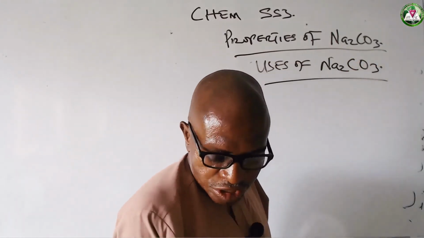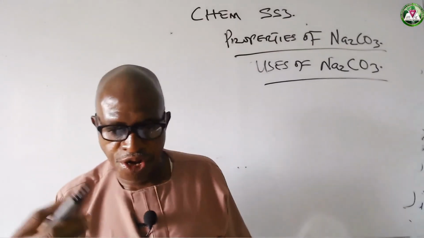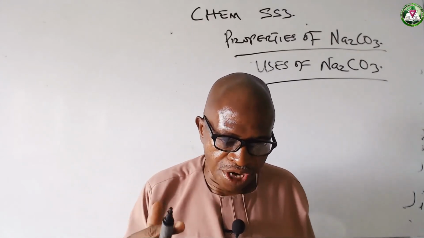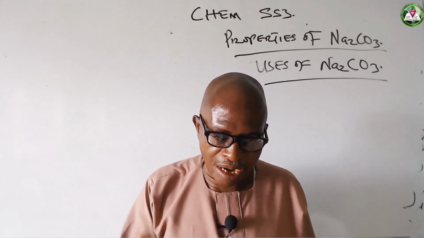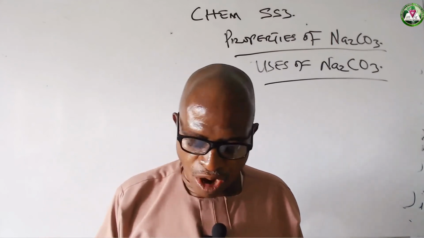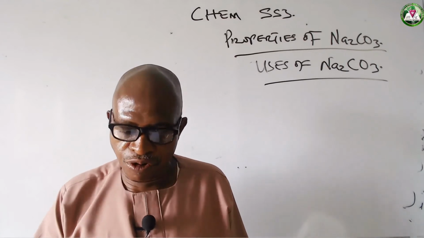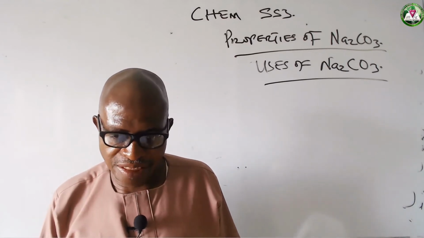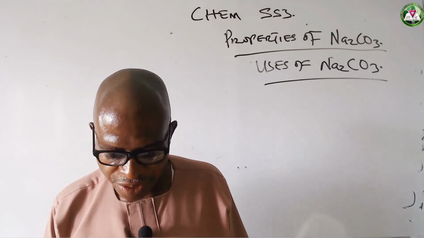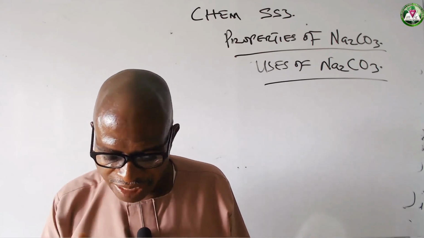Uses of sodium trioxocarbonate 4. Most of these uses, you already know them because we have done chemical industry. When we were doing chemical industry, we came across some of these uses. Therefore, sodium trioxocarbonate 4 is used in manufacture of sodium hydroxide. We've just studied that when we were doing production of sodium hydroxide, the last lesson.